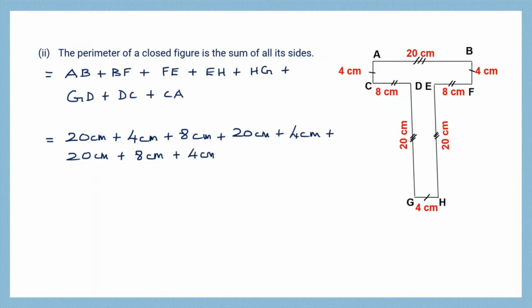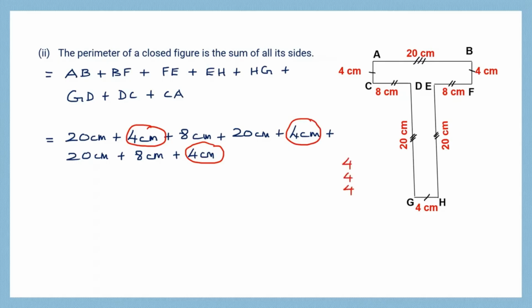Now let's add up everything. So here let's start with the smallest number just to make it easier for us. The smallest number is 4. So let's see how many 4 centimeters we have. 1, 2 and 3. So let's write that. 4 plus 4 plus 4.